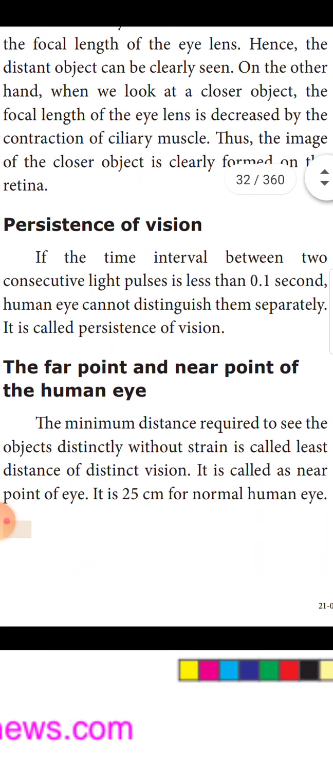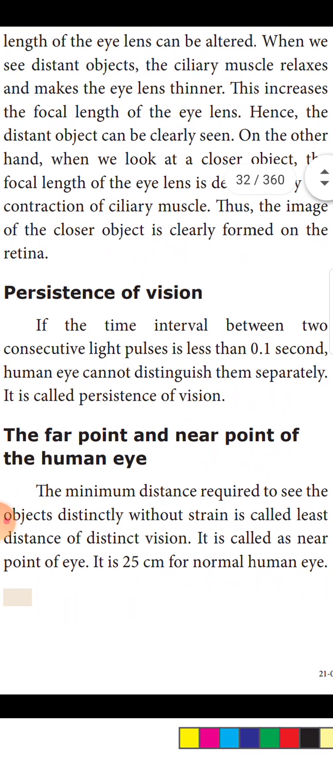Persistence of vision. If the time interval between two consecutive light pulses is less than 0.1 second, the human eye cannot distinguish them separately. It is called persistence of vision. What is persistence of vision? If the time interval between two consecutive light pulses is less than 0.1 second, the human eye cannot distinguish them separately. It is called persistence of vision.